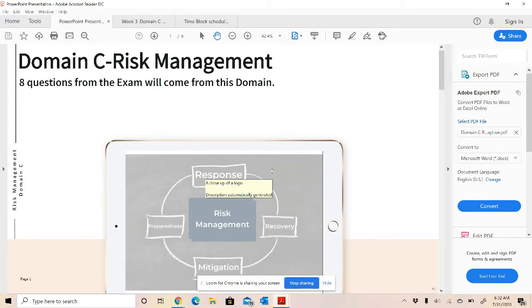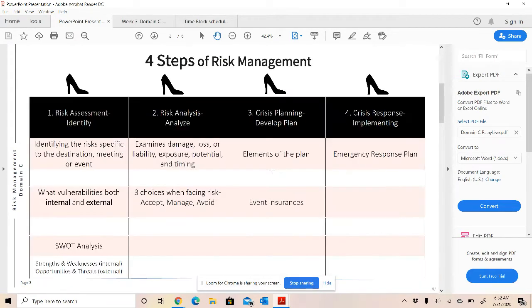So 8 questions from the exam will come from this domain. So only 5% of the exam comes from risk management. So let's go ahead and review. We read that there's 4 stages of risk management: preparedness, response, recovery, and mitigation. That was that little circle in the book. Now, these are the 4 steps of risk management.